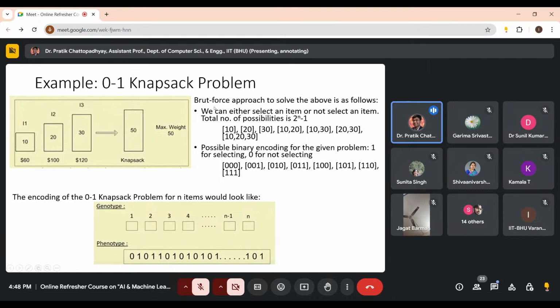So this is the problem. The brute force approach will be to take all possible combinations, like you take only the first item or only the second item or only the third item, or any combination of two items or all three items. So you can search manually which of these yields more profit. How many possible cases are there? 2 to the power n minus 1 possibilities.